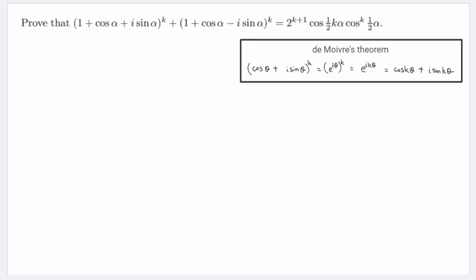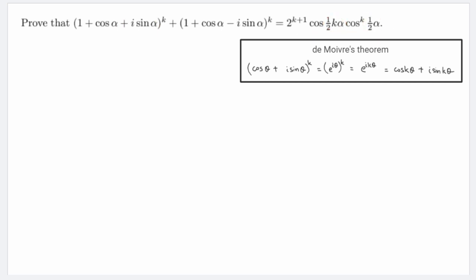Because if you look at the question here, the real term of the complex number involves 1 plus cos alpha. So there's a redundant term of 1 here if we want to apply Moivre's theorem. But now we notice there is another hint, where we can see that on the left-hand side of the equation, the trigonometric term always involves alpha. But on the right-hand side of the equation, it involves half k alpha and half alpha.